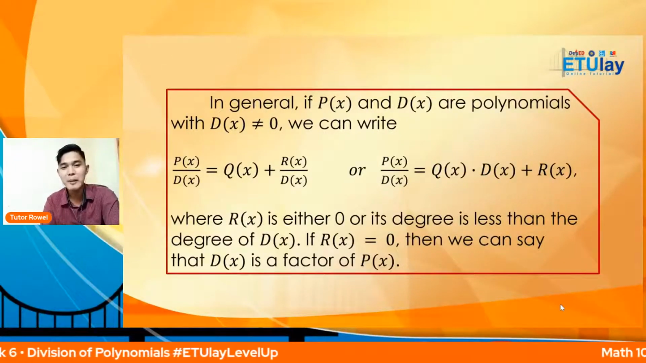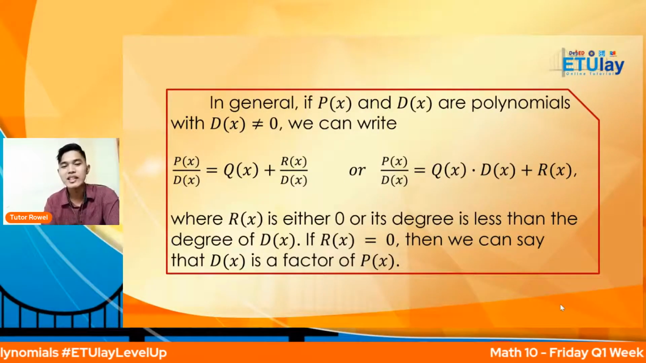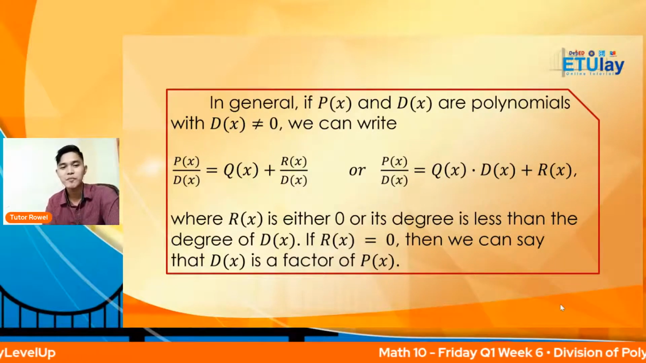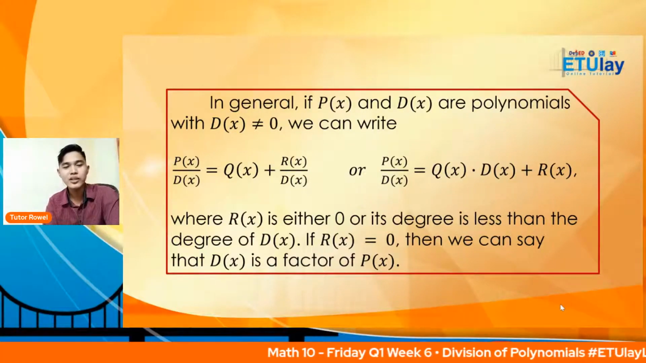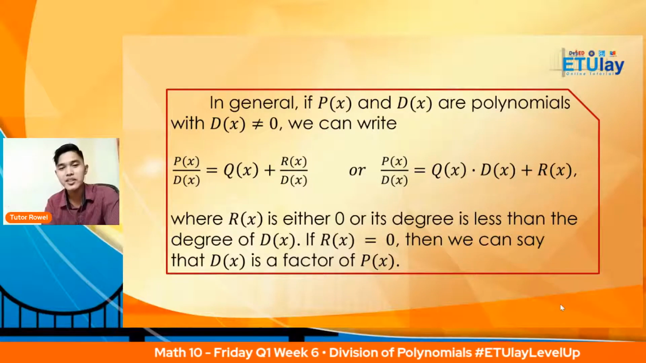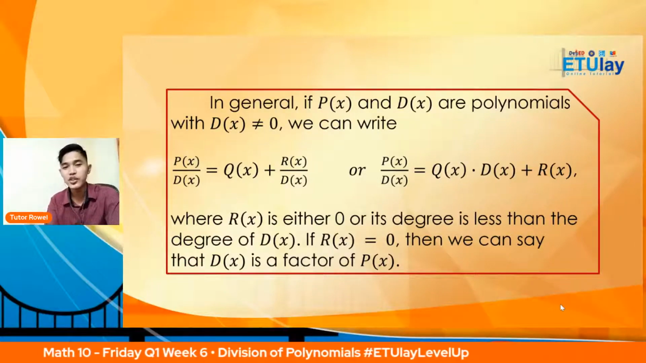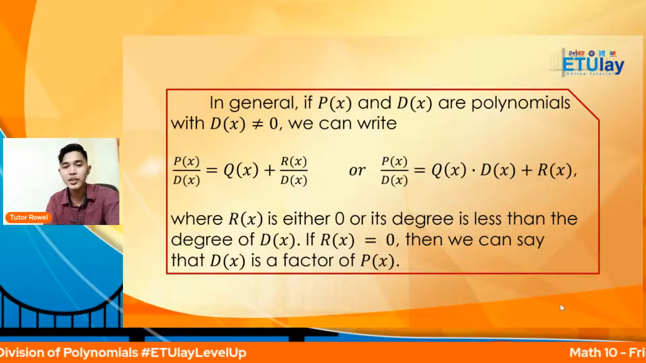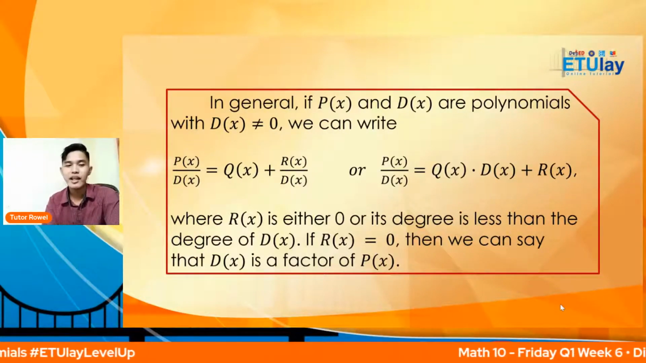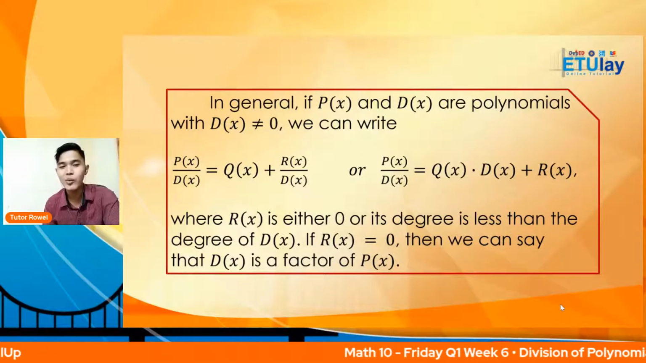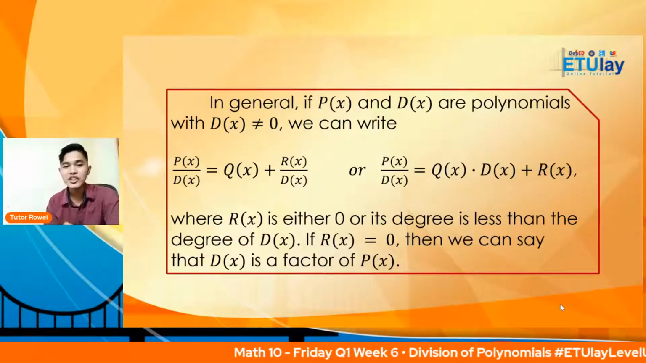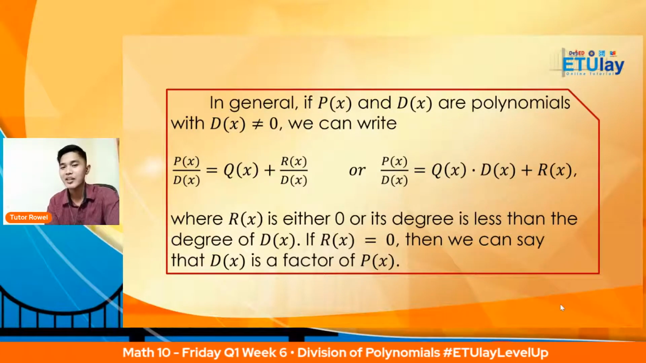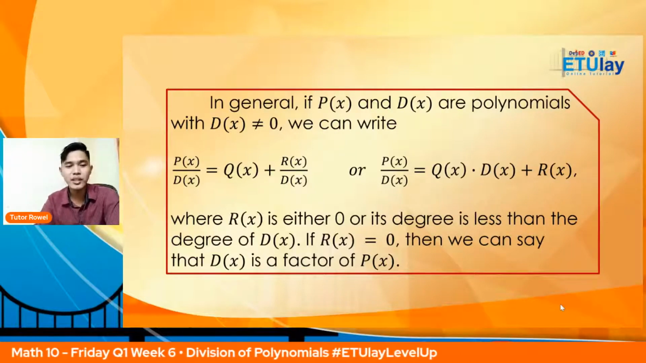In general, if P of x and D of x are polynomials, with D of x not equal to 0, by the way, yung P of x natin, yan yung dividend or numerator. While D of x, yan yung divisor or yung denominator. Ngayon sabi, D of x must not be equal to 0. So, hindi siya pwede maging 0 kasi magiging undefined. Okay po?